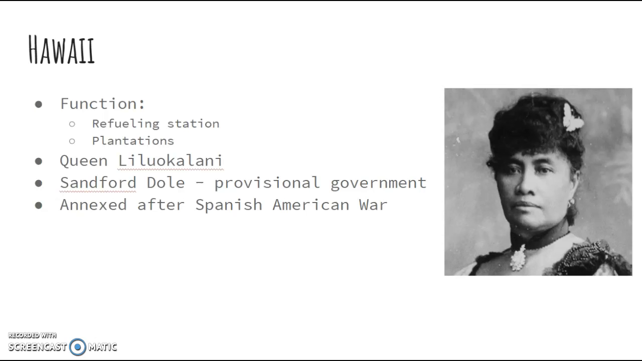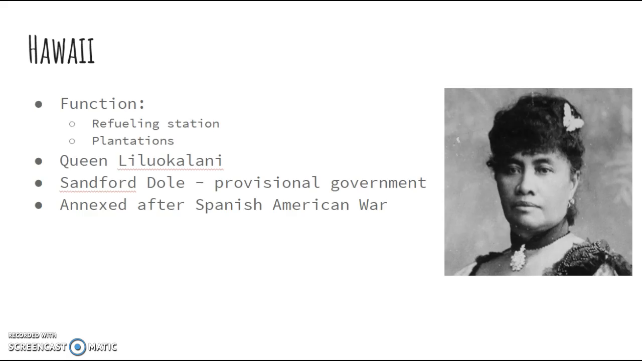The Hawaiian Islands once provided a refueling station for American ships and were a popular location for sugar and pineapple plantations. In the 1890s, the native ruler, Queen Liliuokalani, tried to take back power from those American plantation owners. Her attempt ultimately failed, and she was overthrown completely in 1893.